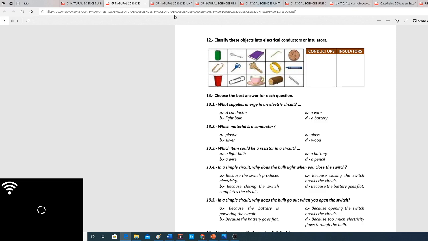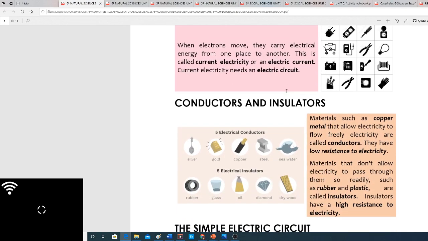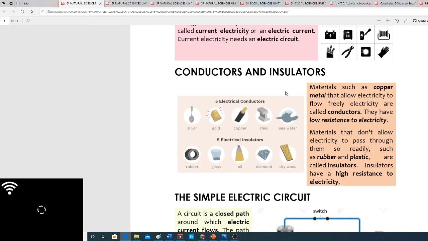Very good. Now go back to our text. So remember, we have here conductors and insulators, and you have here 5 electrical conductors. Very good. Electrical conductors are silver, gold, copper, steel, seawater. Remember, gold is one of the strongest electrical conductors. But as gold is very difficult to find and to use, and silver the same, we normally use copper.